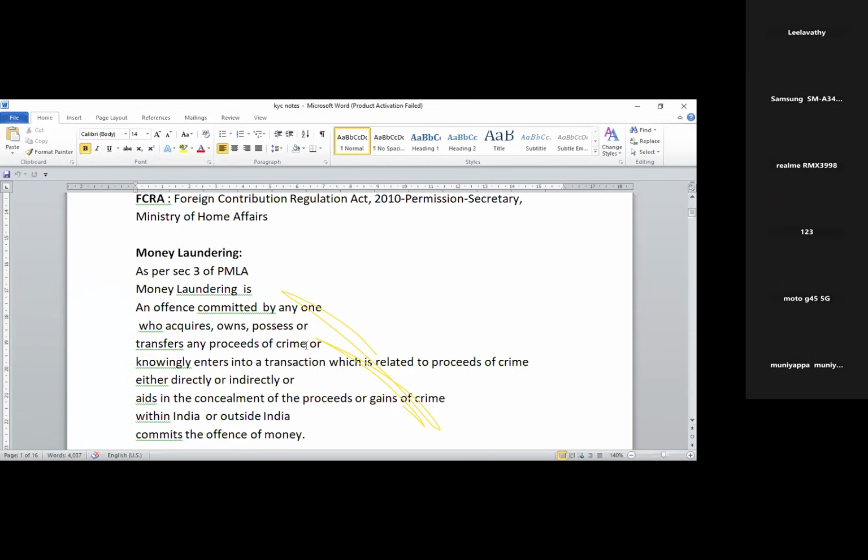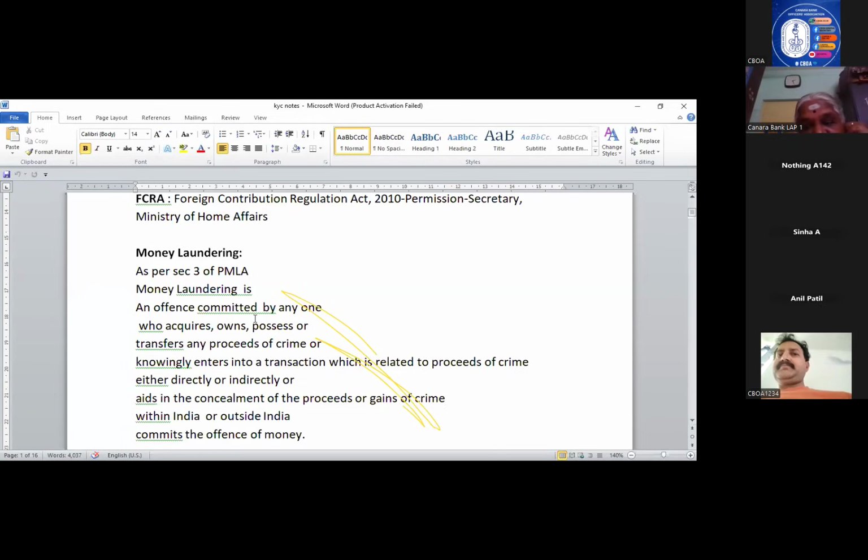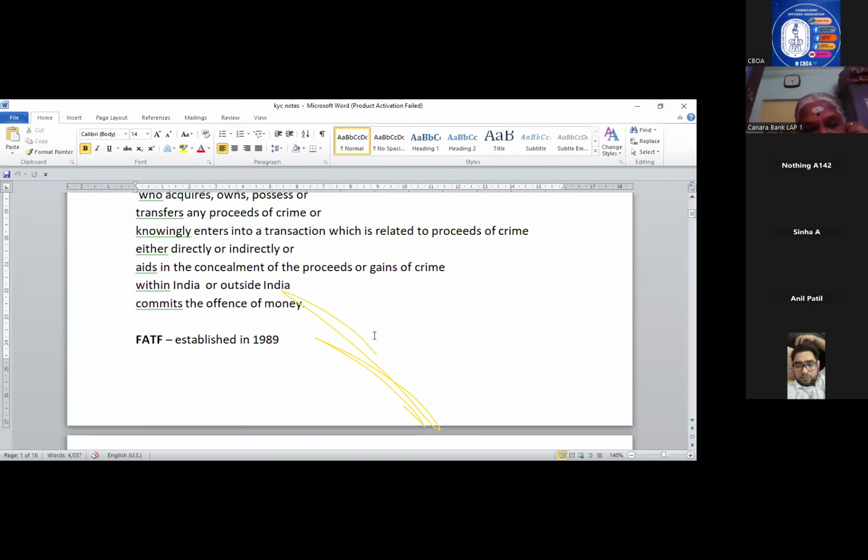When somebody is doing a crime, we should not be a part of it. And if we become a part of it, knowingly or unknowingly, we will also be construed as if we had done the crime. So that is money laundering.